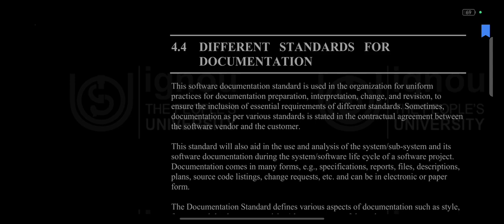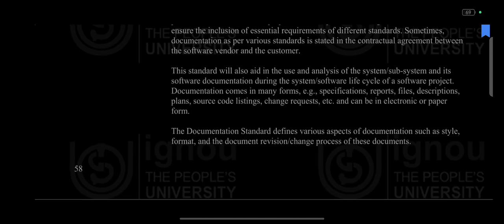So, this software documentation standard is used in the organization for uniform practices for documentation preparation, interpretation, change, and revision to ensure the inclusion of essential requirements of different standards. Sometimes documentation as per various standards is stated in the contractual agreement between the software vendor and the customer. This standard will also aid in the use and analysis of the system or subsystem and its software documentation during the system/software life cycle of a software project.